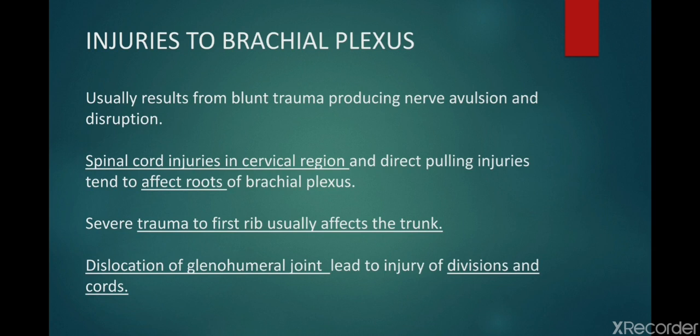Trunks, we said, passes laterally over the first rib and enters the axilla. So any injury that occurs to the first rib will cause an injury to the trunks of brachial plexus. Now we told about the cords and the divisions, right? So any injury that occurs to the shoulder joint, like let it be a dislocation of the shoulder joint or a fracture, it can lead to injury of the divisions and cords.